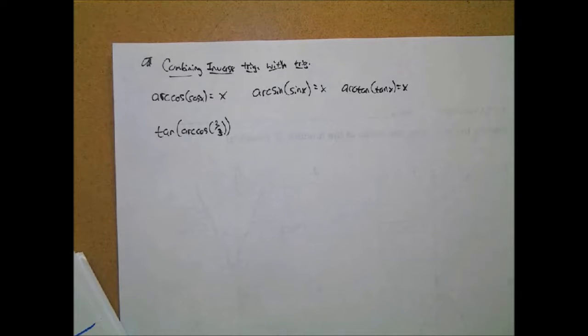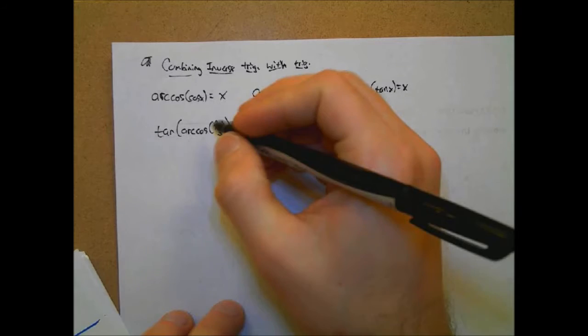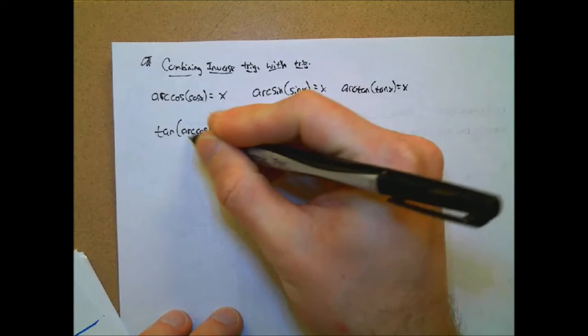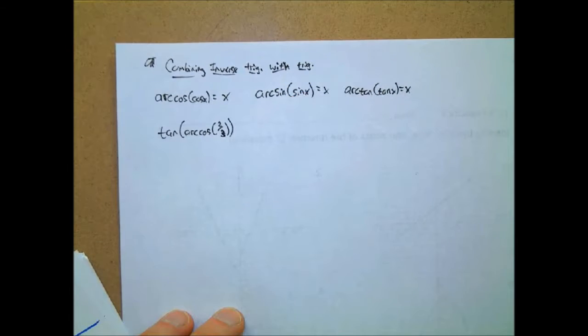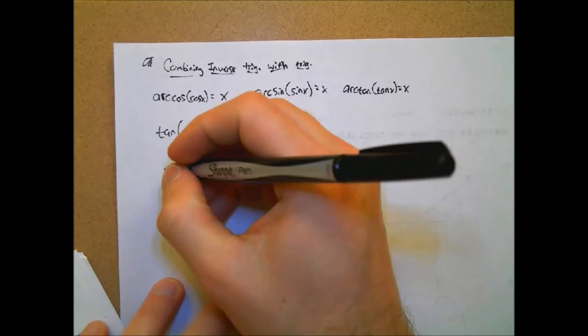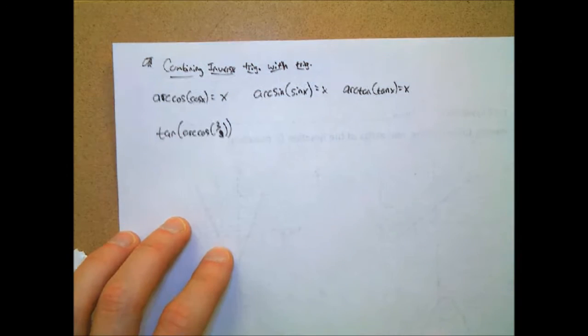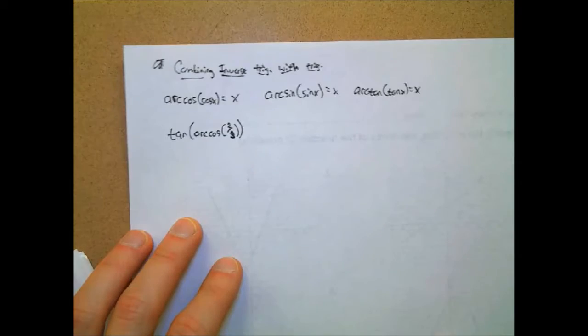Okay? What we're going to do is take this piece by piece. In other words, we're going to use this arc cosine of 2/3, and then we'll take the tangent of that answer. Yeah, it's 2/3. Sorry. I keep writing over it, and it keeps looking worse, but, you know.